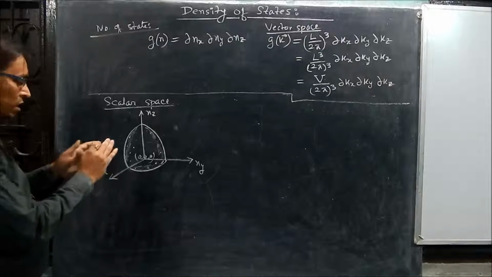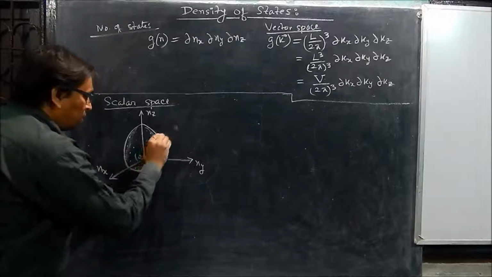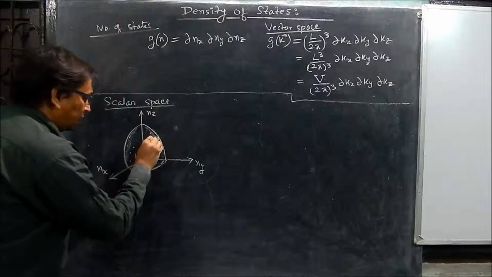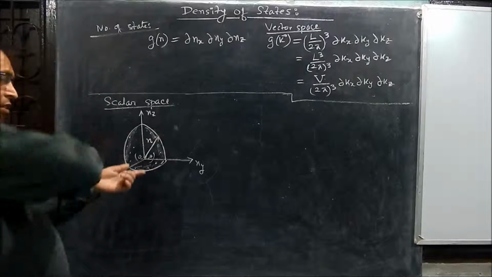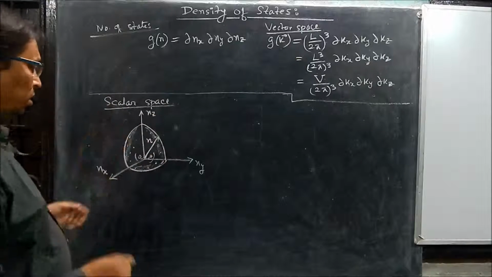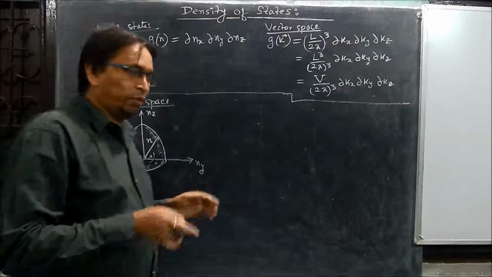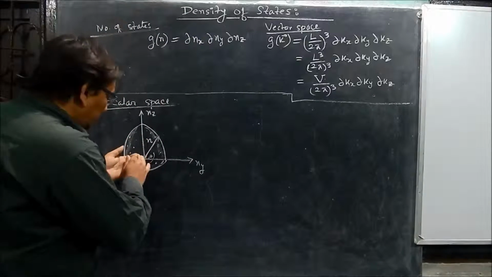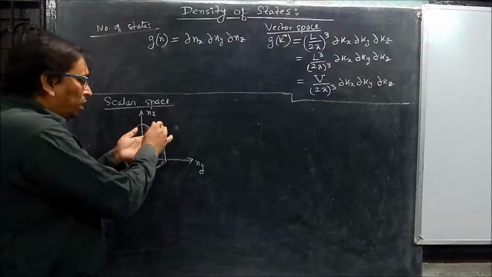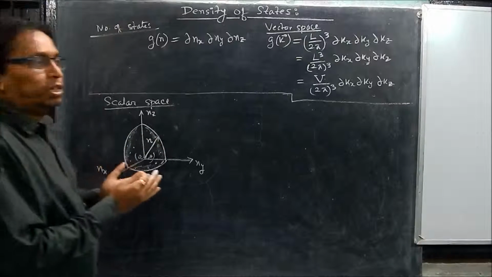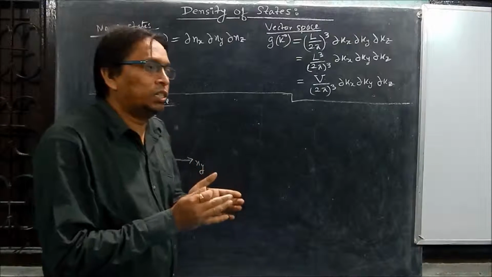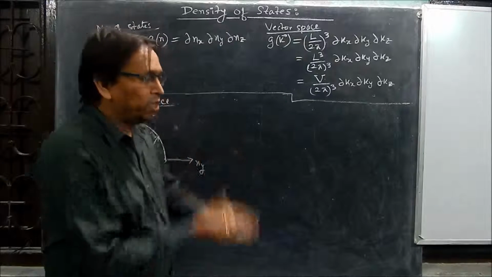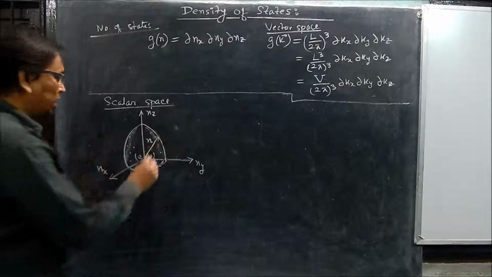Now this amount is actually your n. This is the magnitude of n, so this radius is the square root of nx square plus ny square plus nz square. So this is actually n. Now if this n increases a little, how much volume will be increased? We are just interested in the volume. How much volume will be increased if the sphere is increased a little?